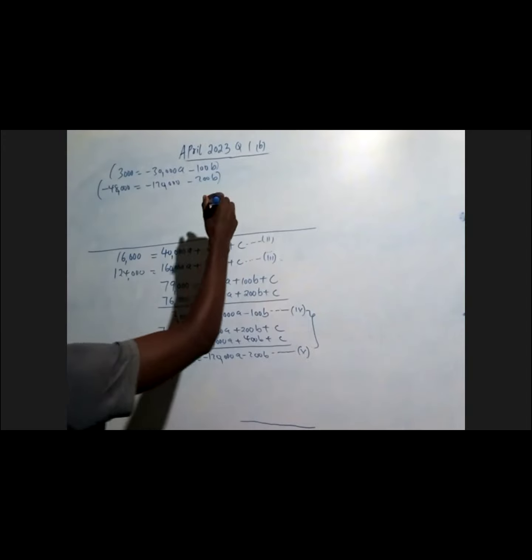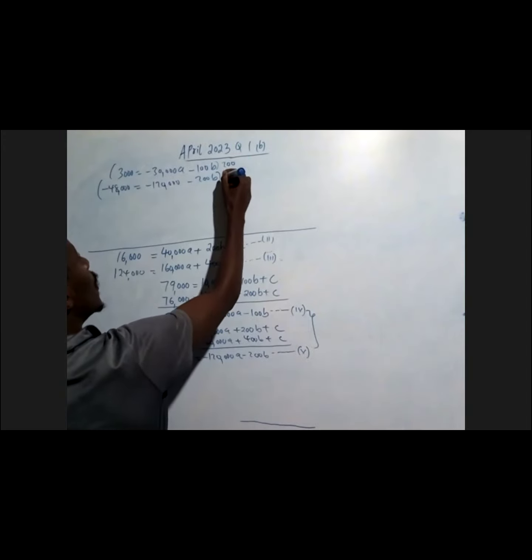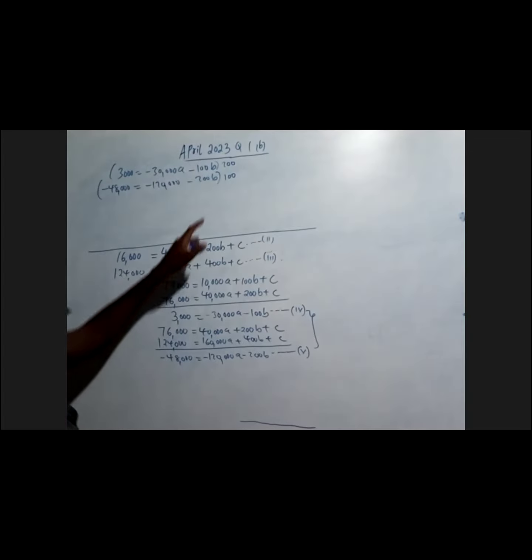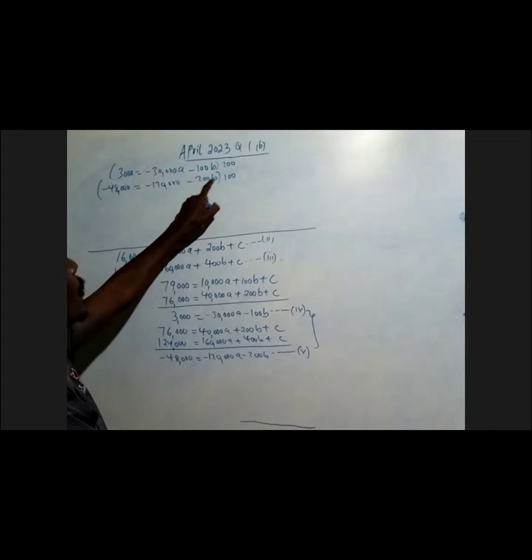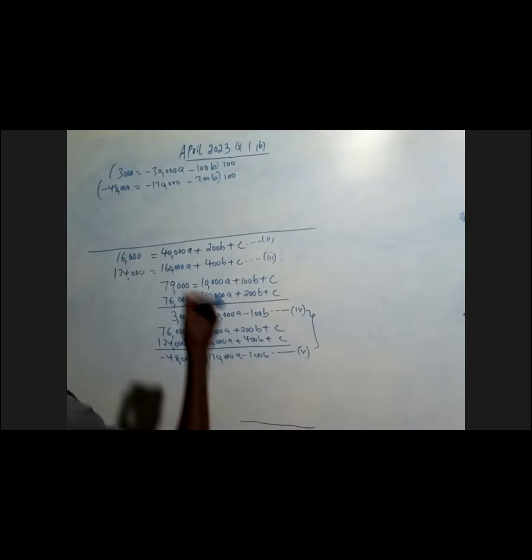Let us solve it. We multiply by 100 so that we can eliminate B, and the other side we multiply by 200.